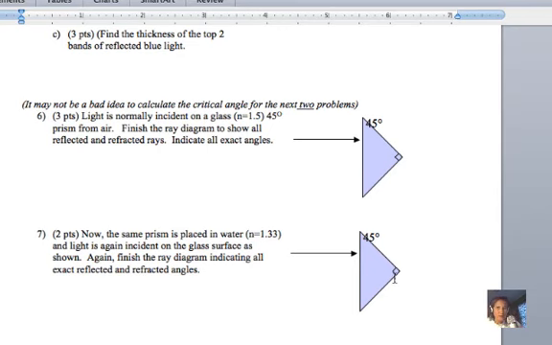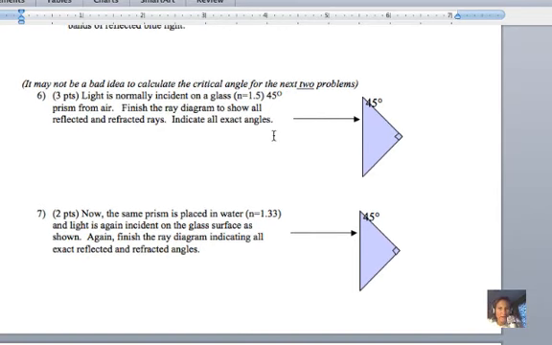Okay, these are the two problems right here, where we look at light entering a piece of glass that has this particular shape with a refractive index of 1.5, and you're asked to finish the ray diagram to show the reflected and the refracted rays and indicate all exact angles. You're asked to do the same thing down here. So let's go ahead and attempt to do that.